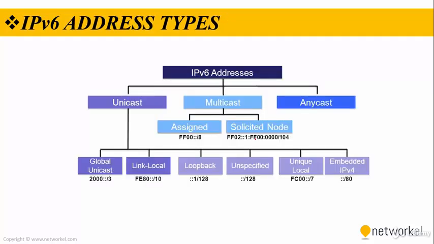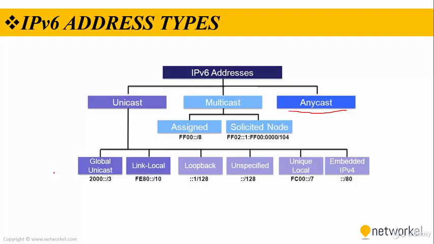And here are the IPv6 address types. The first thing we're going to take a look at is Anycast. In Anycast, a packet is delivered to the nearest of multiple interfaces in terms of routing distance. As you know, we don't have the Anycast address type in IPv4.